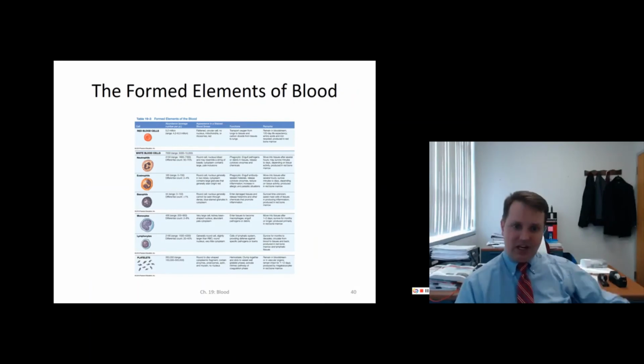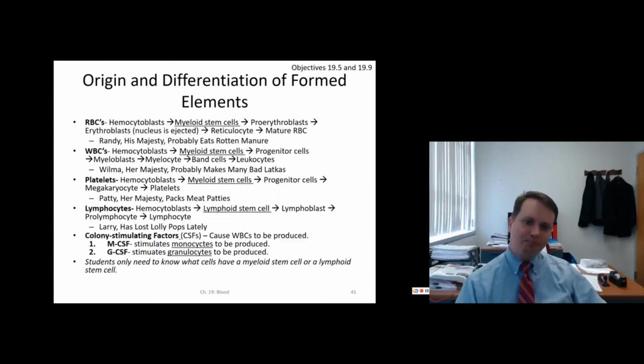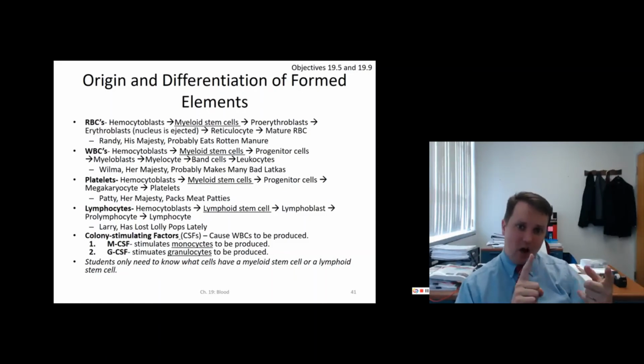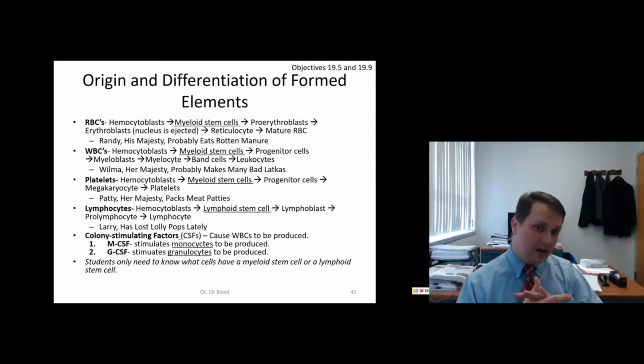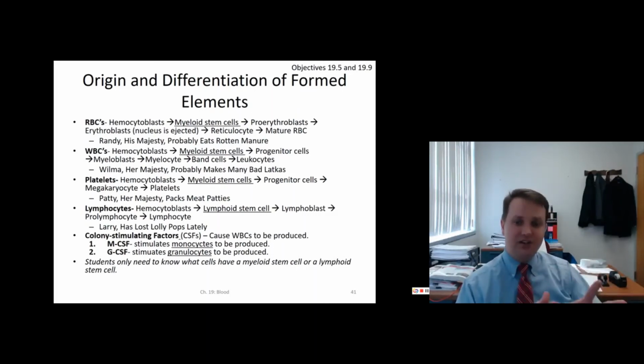You can see kind of their basic characteristics and things like that. This will not be on the test other than the myeloid stem cells are involved in everything but lymphocyte production, and that's a lymphoid stem cell. I used to test on these, but we now know this is not right. This is not how this works now. Our book is not caught up to the latest research that's come out saying that this needs to be redone. So I'm not going to have you memorize something that's no longer correct now. I've put it in there if you ever need it, but let me just say students only need to know what cells have myeloid or lymphoid stem cells.